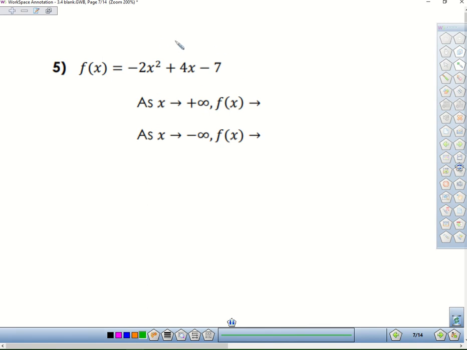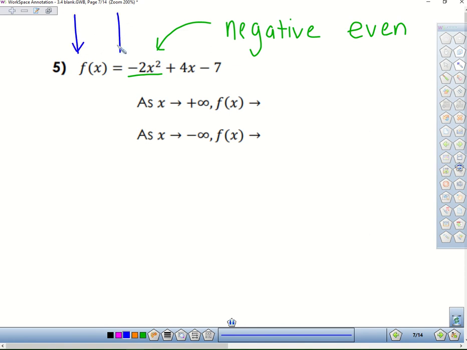So, is this function in standard form? Yes or no? Yes, it's in decreasing degree order. Highest degree, next degree, right? So, what's my classification here? Look at my first term. Negative even. Okay? What's the end behavior for negative even? Down, down.